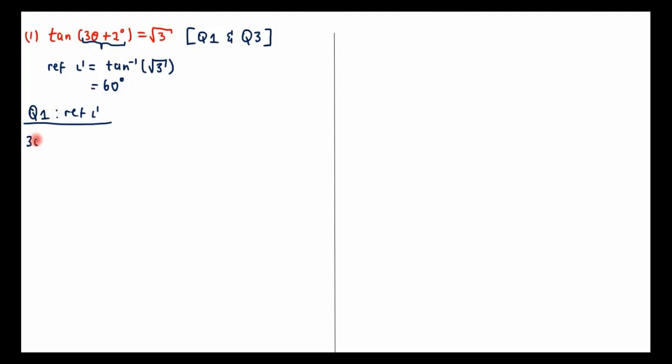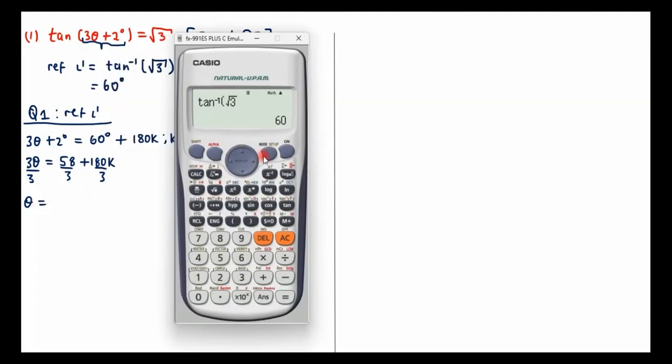You're going to say 3 theta plus 2 degrees equals your reference angle, which is 60, plus the period for tan, which is 180 times k, where k is an element of integers. Then from here, you can just solve for theta. Here I have 58 plus 180k. Then I'm going to divide by 3 everywhere.